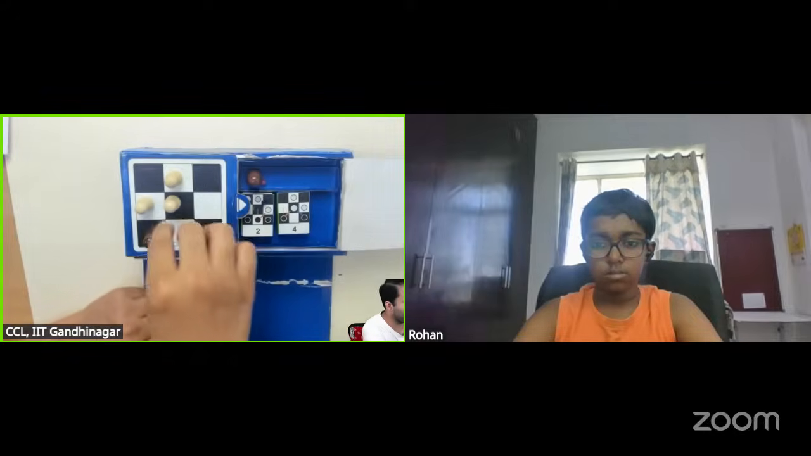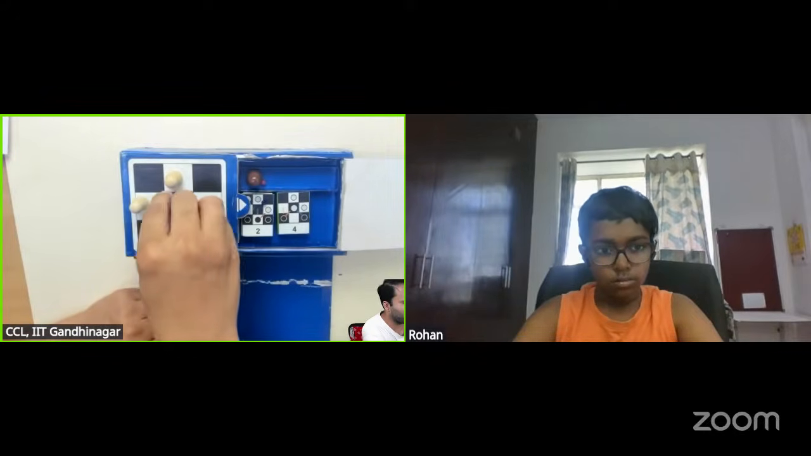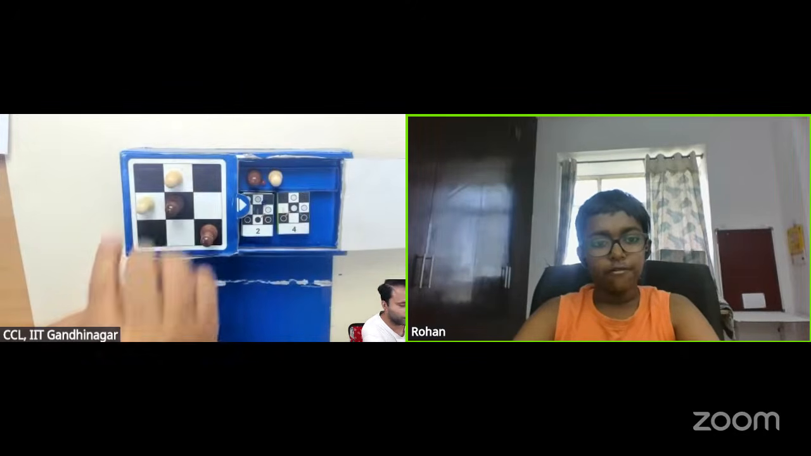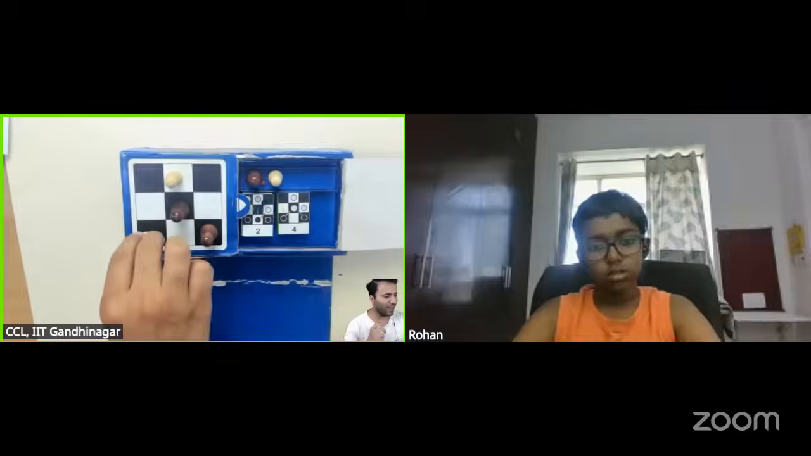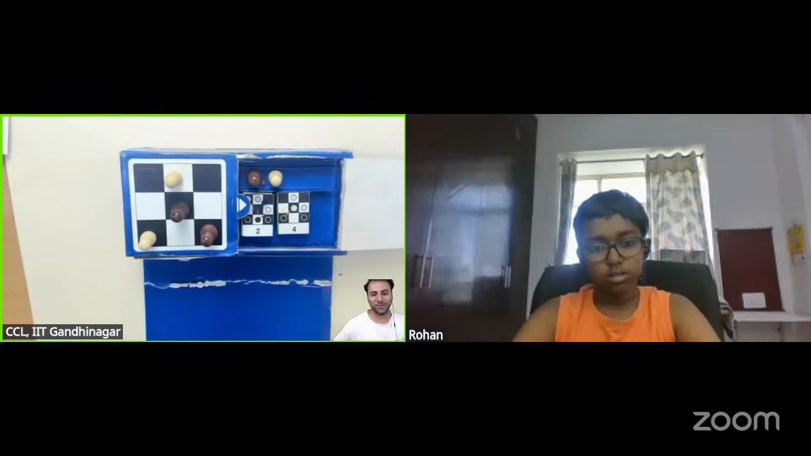Okay, which means orange is capturing your move. I would like the left pawn to go front. Hola. And here you go. Rohan has reached the other end, and of course, he has won.